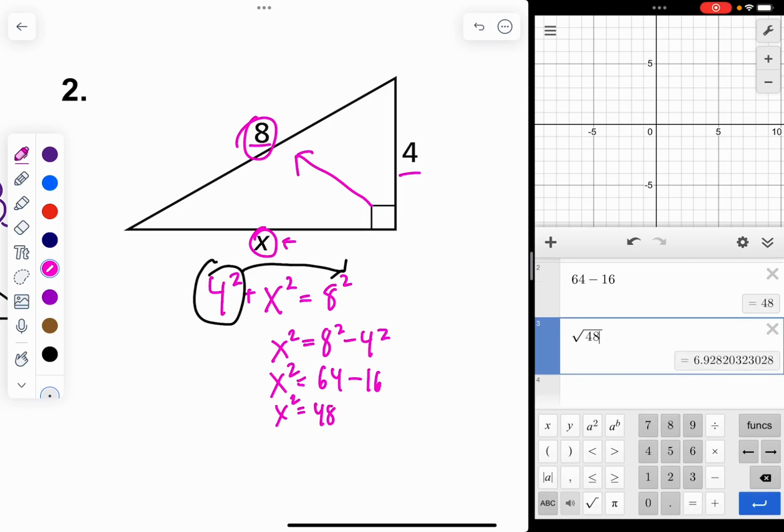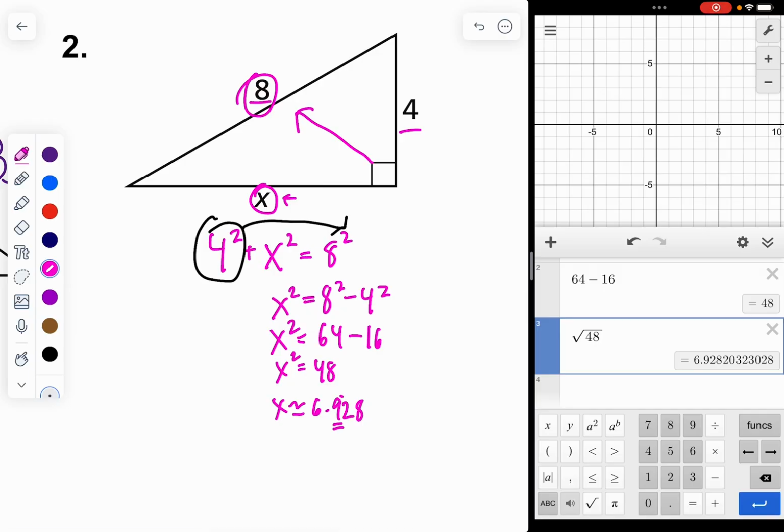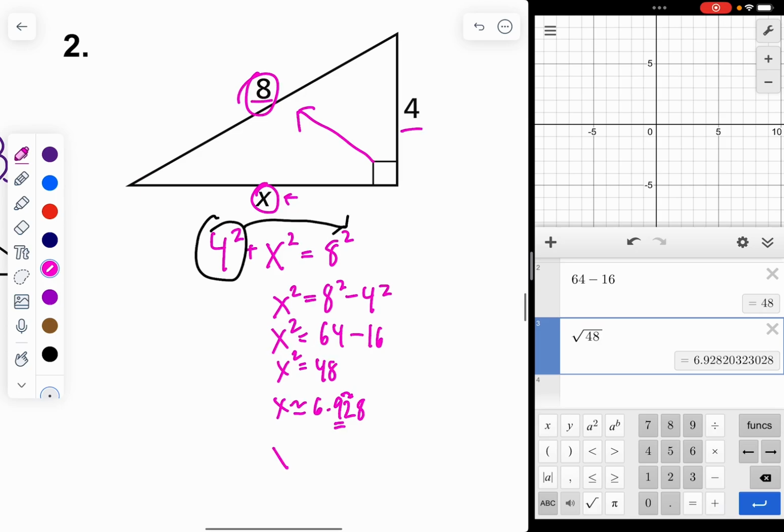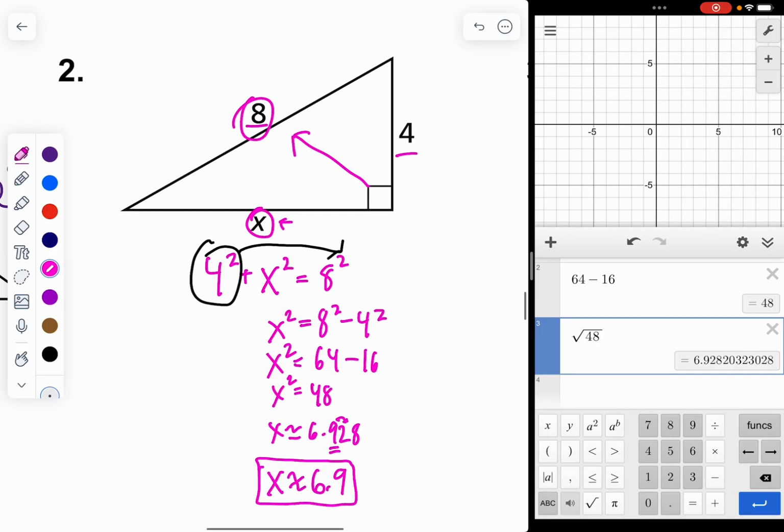Square root of 48 is a decimal, and I'm going to round this to the nearest tenth. So this becomes about 6.928. The tenths place is this first decimal spot. Look at the side next to that, and that 2 is below the mark. So that means when I round this, this will become 6.9. You're going to need to make sure you're good on your rounding, because if you round wrong, you're going to get points taken off your quiz. So x is about 6.9. There's your answer right there.